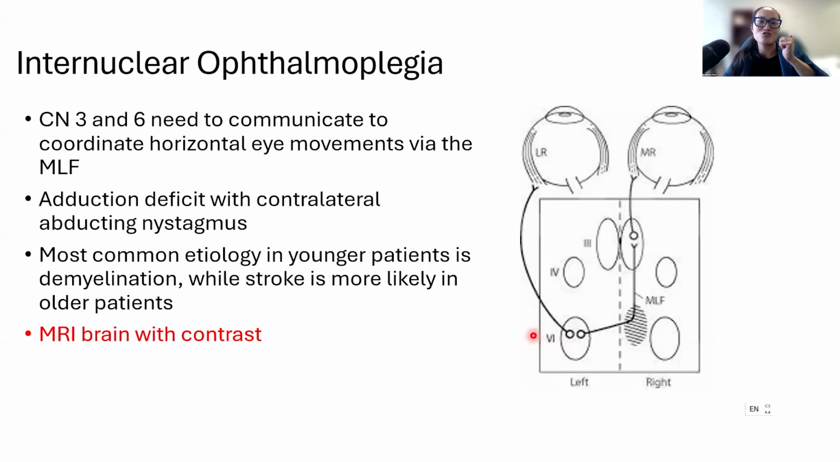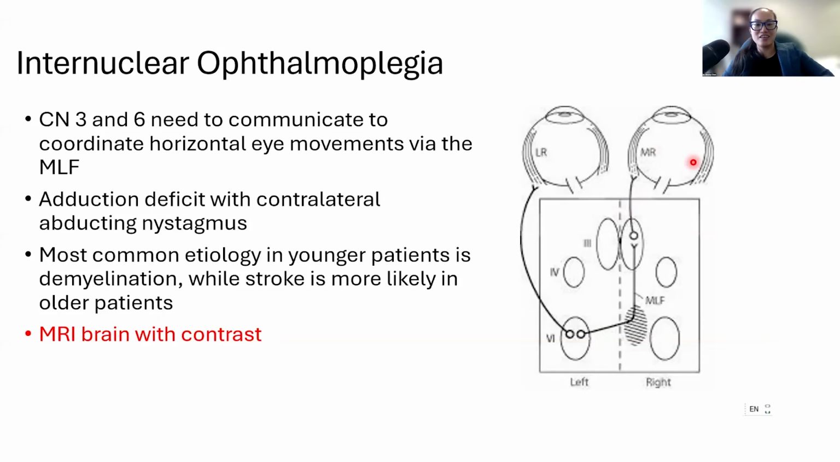There's an internuclear connection, a connection between the nucleus of cranial nerve 6 and 3 that coordinates this movement so that you can look to the left or look to the right. You can look side to side at the same time, okay? And this connection happens through the medial longitudinal fasciculus, the MLF, right here. So you have cranial nerve 6 here, cranial nerve 3 here, and they talk to each other through this bundle, this highway.